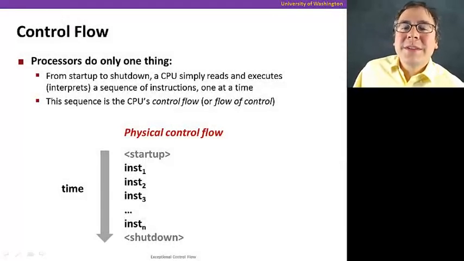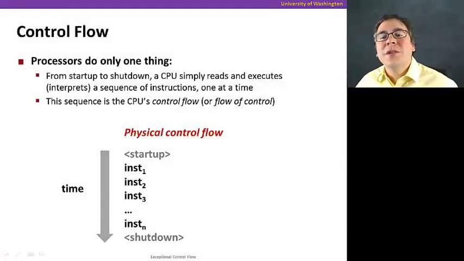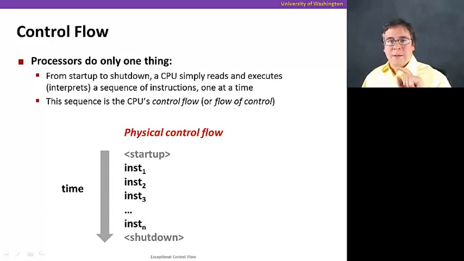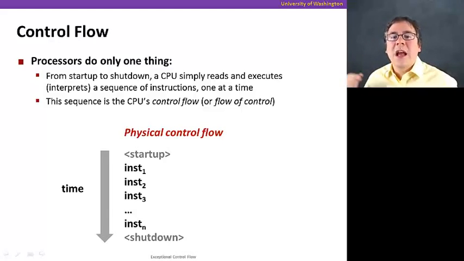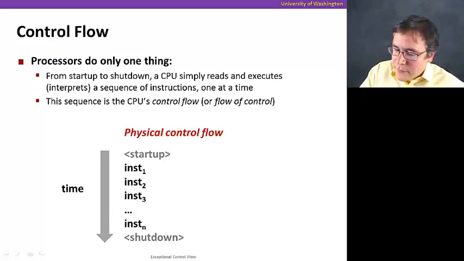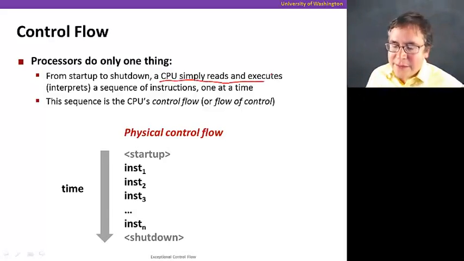Hello again. Before we see processes in virtual memory, let's talk a little bit more about control flow. There'll be some special things about control flow that are going to be useful to implement process abstractions in virtual memory. Okay. So if you recall, processors do one thing, right? They execute one instruction after the other from startup to shutdown. So the CPU simply reads and executes a sequence of instructions one at a time.